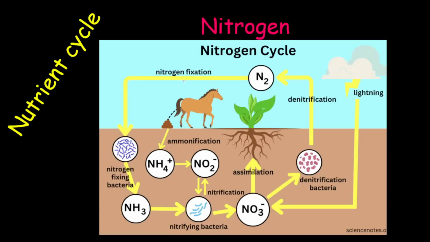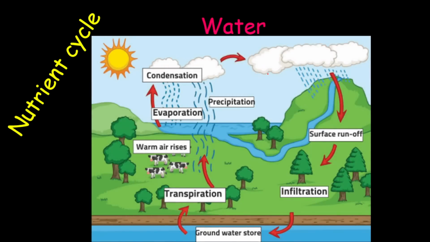So there are two processes here that nitrogen in the atmosphere can convert into nitrates. One is by nitrogen fixing bacteria and the other is lightning. So those are the two processes that convert that. And denitrification is the only process that returns nitrogen gas into the atmosphere. All right. Now, the water cycle is very important and very simple.